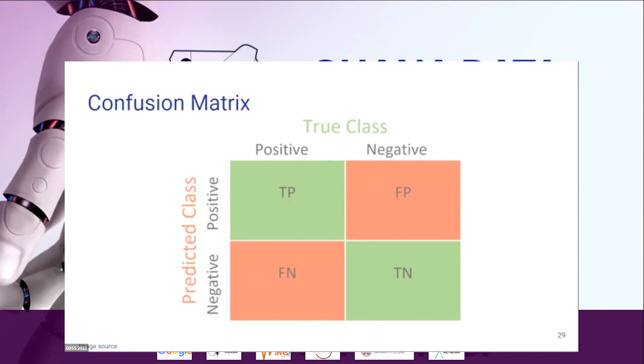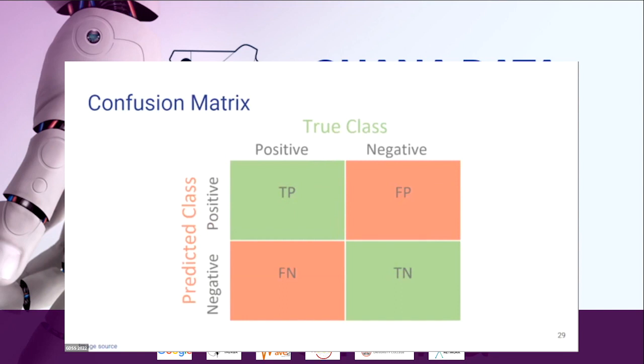And then false positives are when our model predicts that this example is coming from the positive class, but it's actually from the negative class. False positives are referred to as type 1 errors. And then false negatives are when our model predicts that an example is from the negative class, but it's actually a positive example. And those are referred to as type 2 errors.